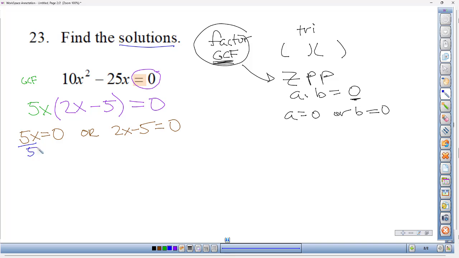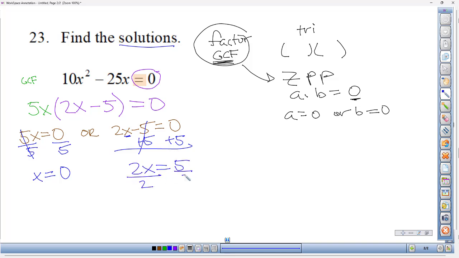So if I divide both of these by 5, x will equal 0. And over here, to get the x by itself, I would add 5 to both sides. So now 2x is equal to 5. And if I divide away the 2, there it is. X is all by itself, and it equals 5 over 2. These are my 2 solutions. And we did some solving because this one was actually an equation. It's kind of important that you notice when you have an equation and when it's just factoring.